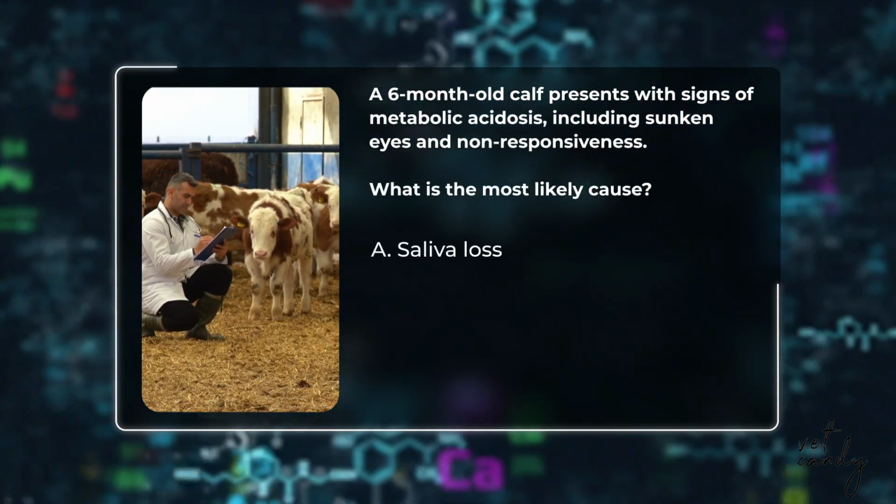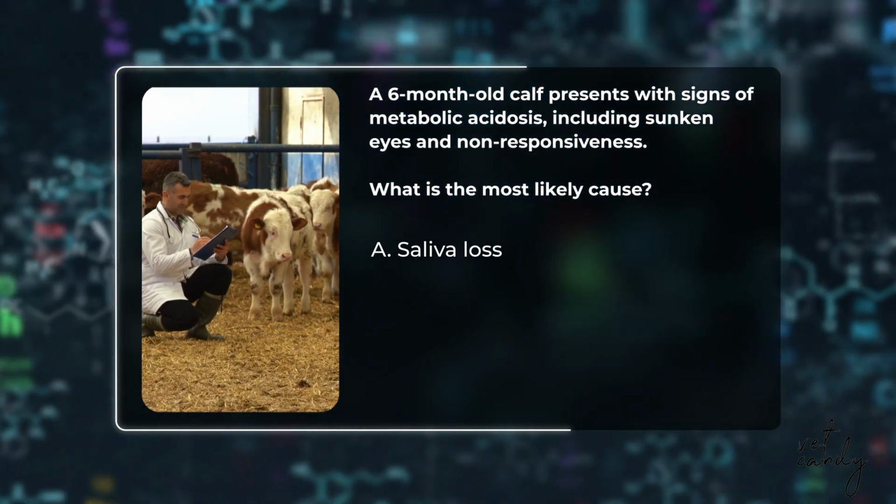All right, now it's time for question number 3. A 6-month-old calf presents with signs of metabolic acidosis, including sunken eyes and non-responsiveness. What is the most likely cause and what is the appropriate treatment? Is it A, saliva loss and IV fluids with bicarbonate?